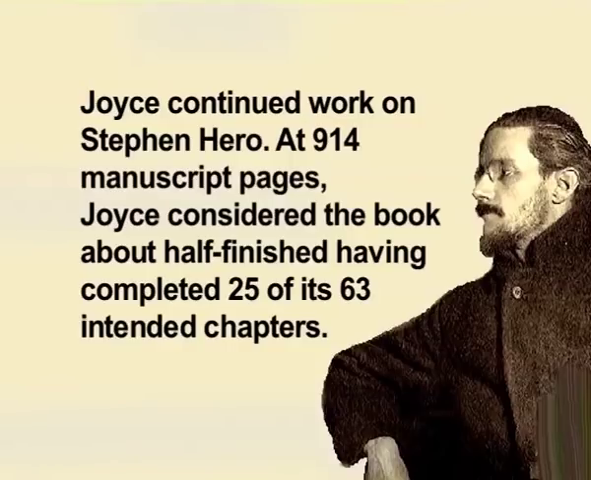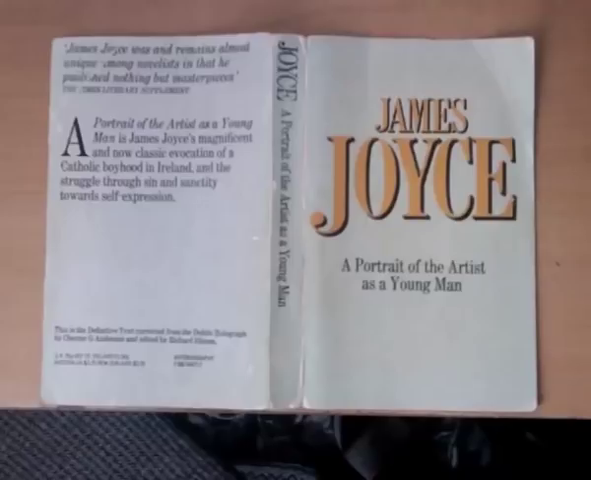At 914 manuscript pages, Joyce considered the book about half finished, having completed 25 of its intended chapters. In September 1907, he abandoned this work and began a complete revision of the text and its structure, which would become A Portrait of the Artist as a Young Man.